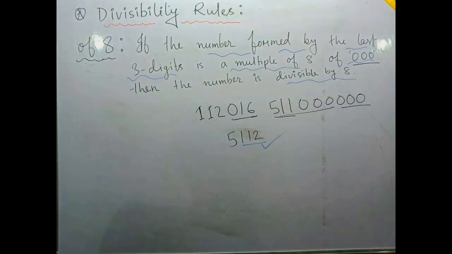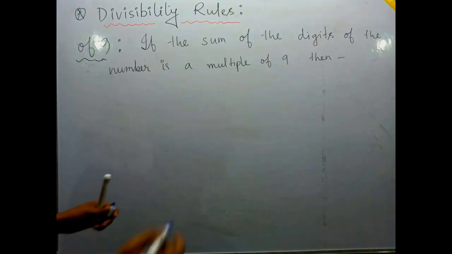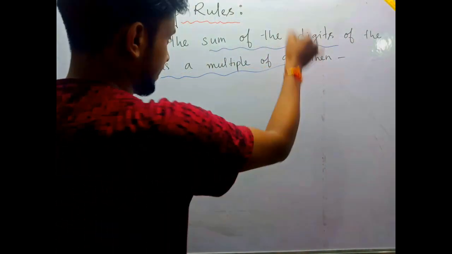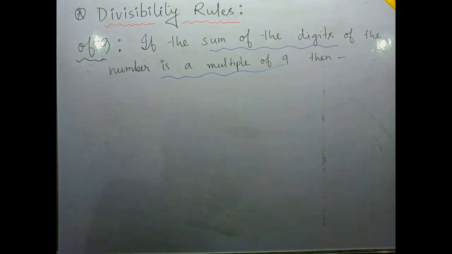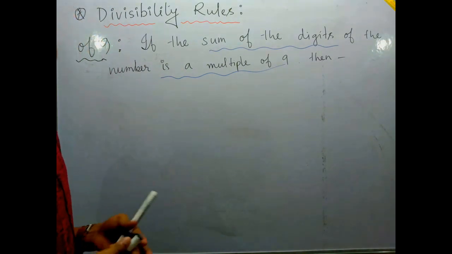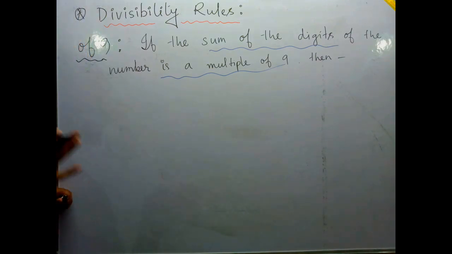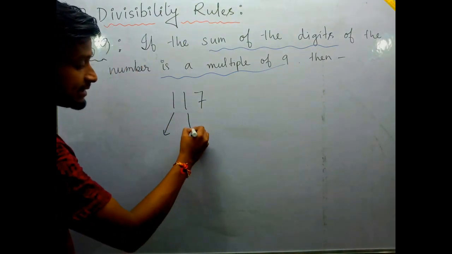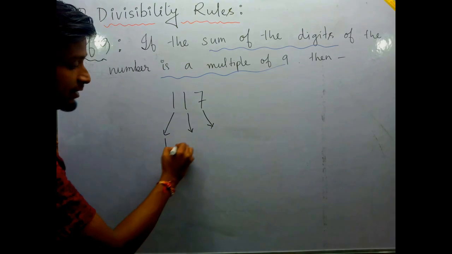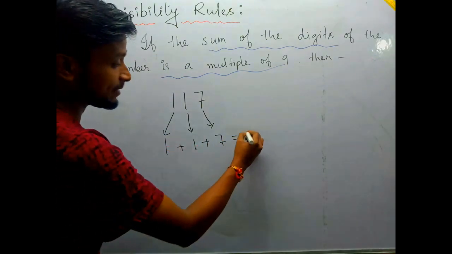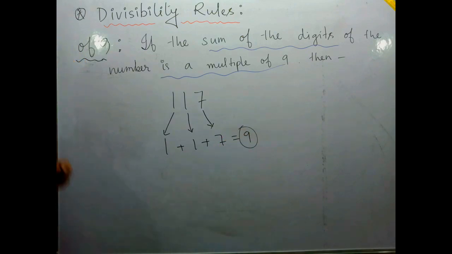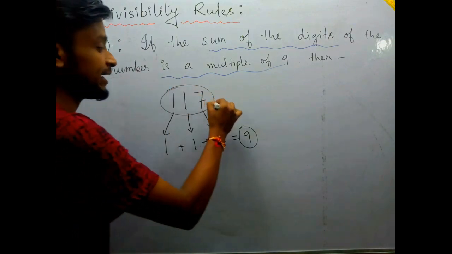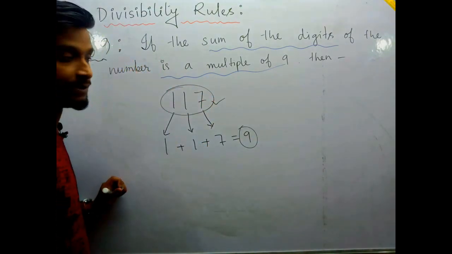Clear? So the divisibility rule of 9 is, if the sum of the digits of the number is a multiple of 9, then the whole number is a multiple of 9. It is similar to the divisibility rule of 3. Now see, in this 117, what is the sum of the digits? The digits are 1, 1 and 7. The sum is 9. Yes, 9 is a multiple of 9 itself, right? That means this 117 is divisible by 9.